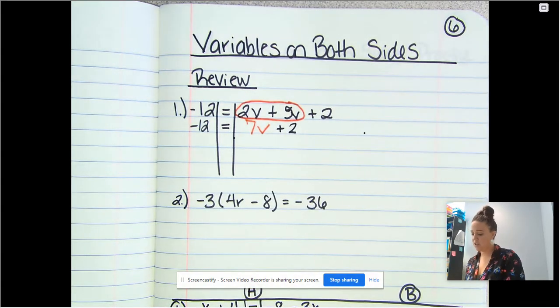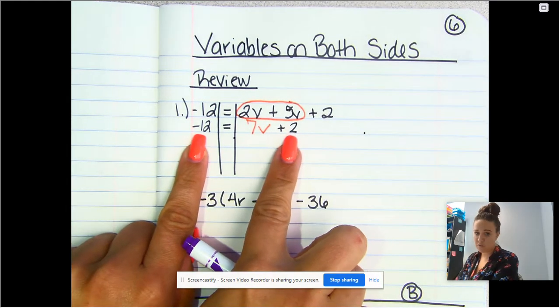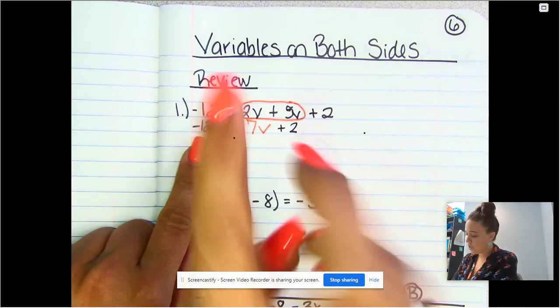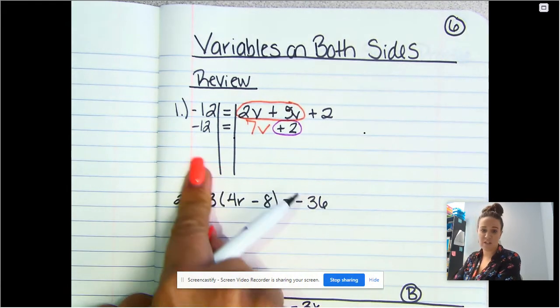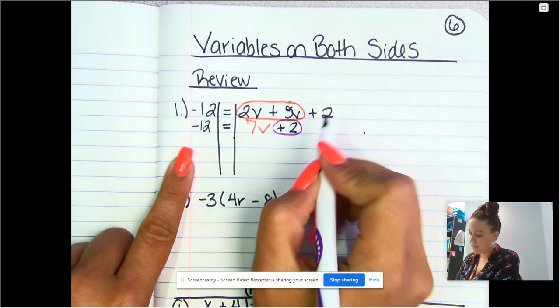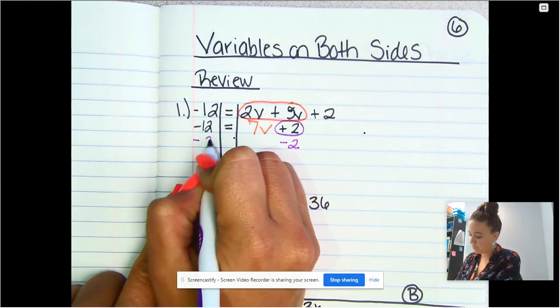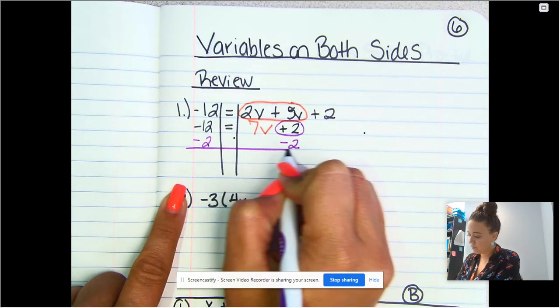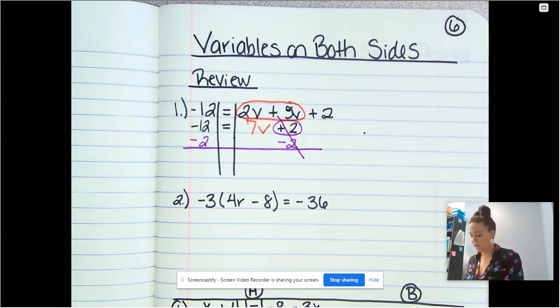Okay, here we're going to start doing our inverse operations. So I notice that I have negative 12 here and a positive 2 here. These are like terms, so I'm going to do the opposite because now I'm moving across the equal sign. So the inverse and opposite operations happen. The opposite of adding 2 is subtracting 2. Positive 2 minus 2 cancels. That creates a 0 pair.